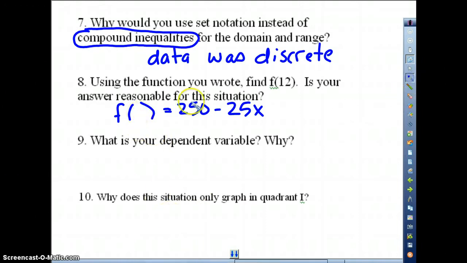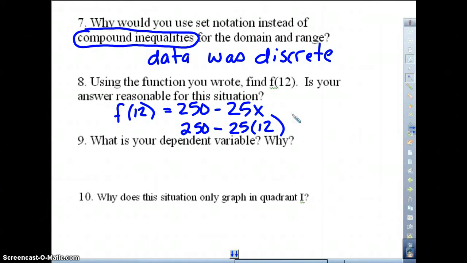So you're going to see it written like this. F of 12, what is the function evaluated when x is 12? Well, I'm going to take 250. I'm going to subtract 25 multiplied by 12. And you get what? I'm going to pull up my calculator. 25 multiplied by 12. I get, what'd you guys get? 300. Negative 50. That's not what I got. I got negative 50. Oh, I thought you were talking about the 25 times 12.